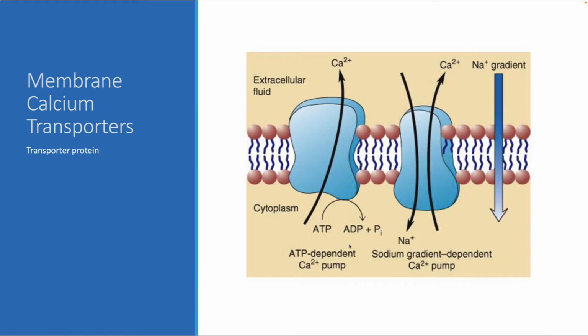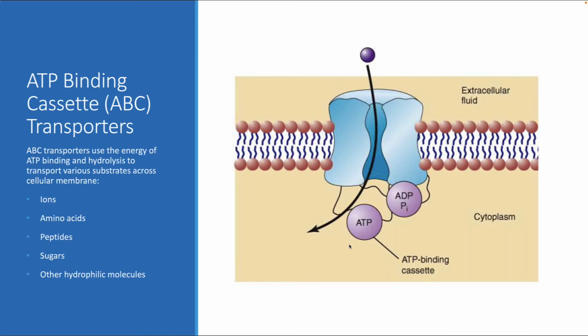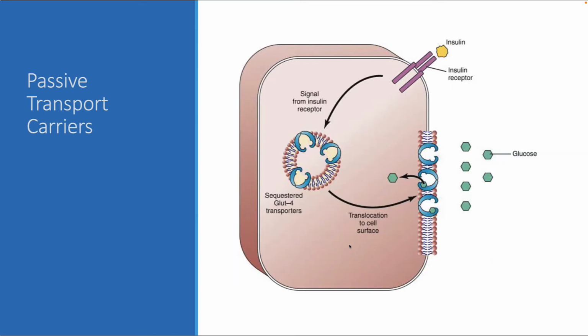The membrane calcium transporters are depicted here. Again, we need energy in order for this to occur. And then remember I said there's that ABC transporter, the ATP binding cassette transporter, where there's an ATP packet that gets connected here, opens up this channel and allows that substance, whatever it is, whether it's an ion, amino acid, a peptide, a sugar, or an other hydrophilic molecule, to go through the channel and into the cell. That's an ATP binding cassette transporter.